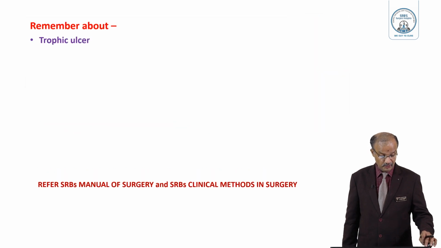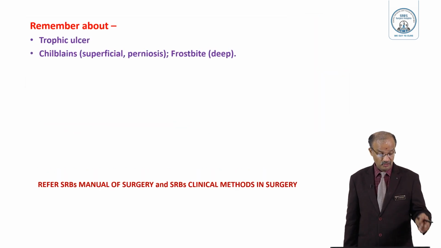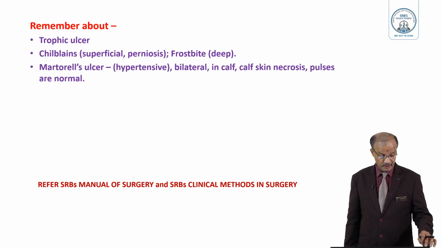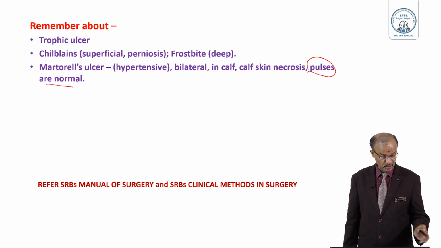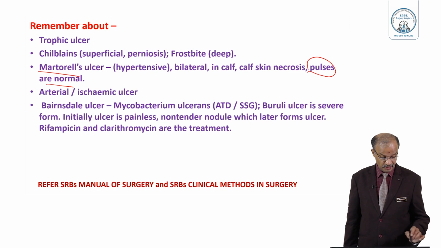So remember, trophic ulcer, read my book for all these things. Chilblain, frostbite is the deeper one. This is the superficial. Marjolin's ulcer, hypertensive ulcer, bilateral in the calf, pulses are normal. There is a point which is very, very important. Remember, it is an MCQ question. Arterial ischemic ulcer, peripheral arterial disease.